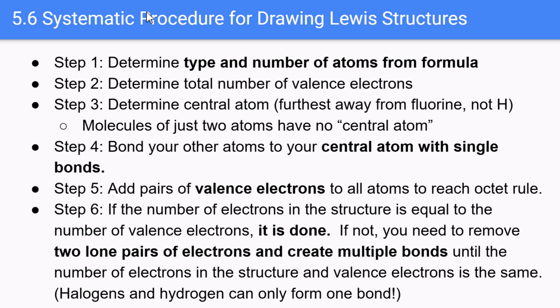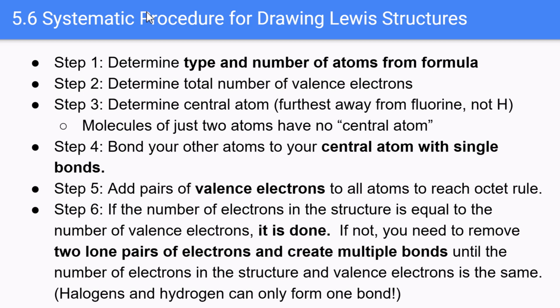Step 6. If the number of electrons in the structure is equal to the number of valence electrons, it is done. So if in step 5, you add up the total number of electrons in the structure and it's the same as what you have in step 2, you're finished. You've drawn the correct structure. If not, you need to remove 2 lone pairs of electrons and create multiple bonds until the number of electrons in your structure and valence electrons is the same. And keep in mind that halogens, that is those things in group 17, fluorine, chlorine, bromine, etc., and hydrogen can only form 1 bond. So there's a set of rules you work through.